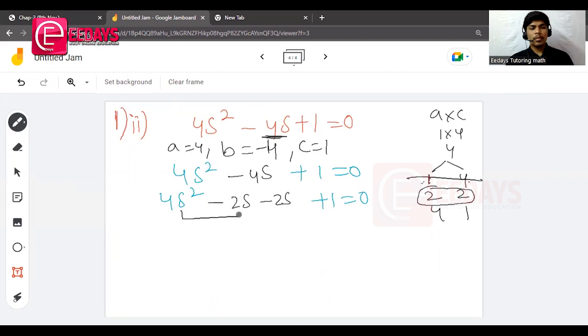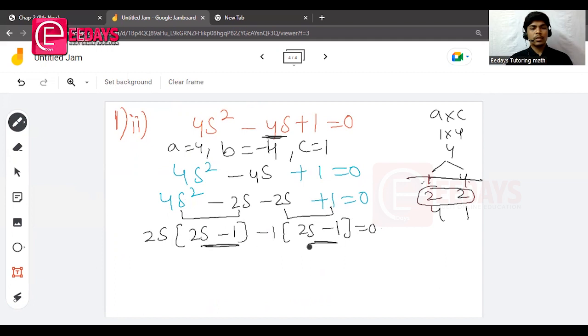Now let's take common from this 2 and this 2. From 4s square minus 2s, you can take 2s as common, so we are left with 2s minus 1. From the other 2, you can take minus 1 as the common, you'll get 2s minus 1. All right. Now 2s minus 1 you can take common, and you are left with 2s minus 1 and 2s minus 1.